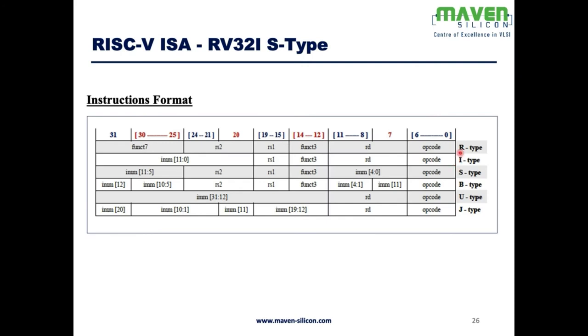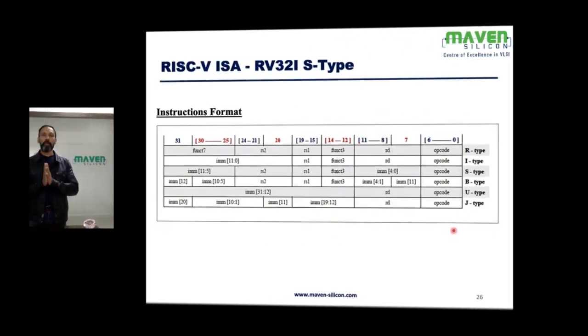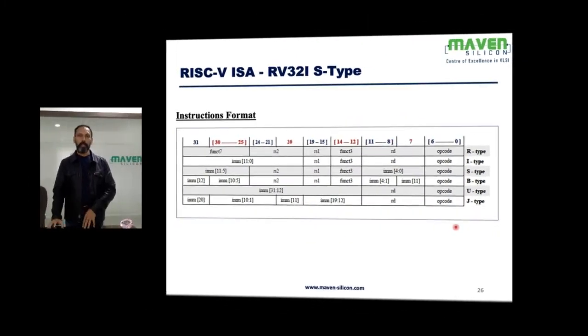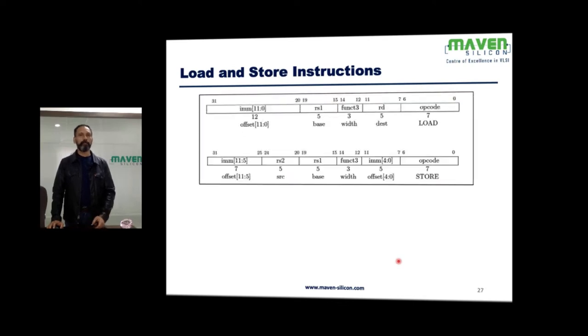We have seen R-type, I-type. Now let's look at S-type. We use S-type primarily to store the value into memory. The value is defined by RS2 and the address will be calculated from both RS1 and immediate value, and the operation is defined by function 3. Let's look at the details.